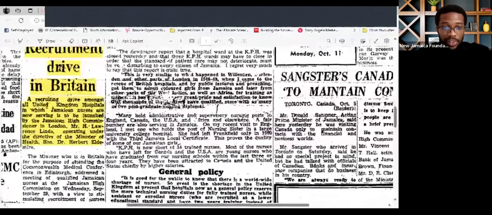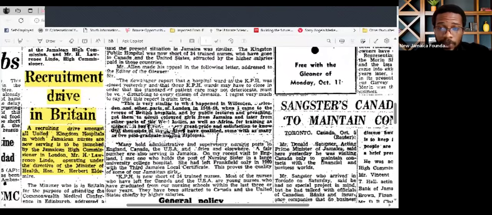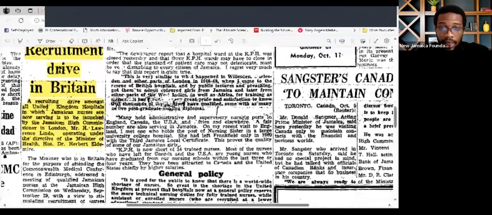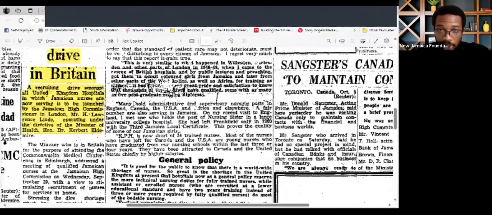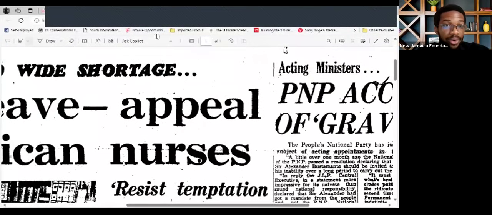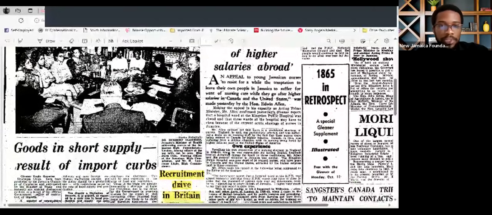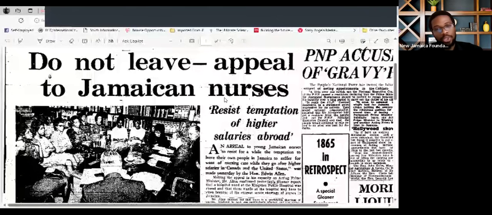And the consequence of migration, we saw where the newspaper reported that a hospital ward at the Kingston Public Hospital was closed yesterday, and that 3 wards may have to close in order that the standard of patient care might not deteriorate. We see where many of these nurses hold administrative and supervisory posts in England, Canada, and the US, and from elsewhere. A fair number also serve in Jamaica. So what we see here is a consequence of the migration of skilled professionals: it might lead to the closure of hospitals, or it might lead to understaffing amongst public health institutions. And this also goes for doctors, for teachers, and such.